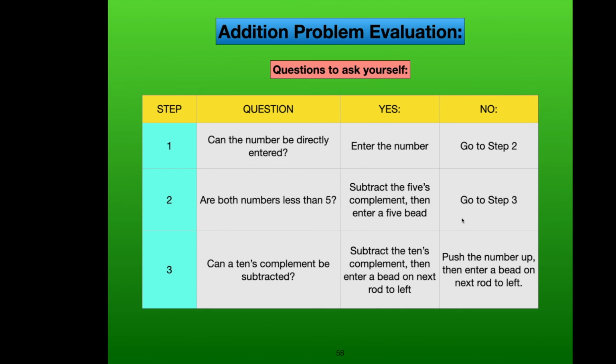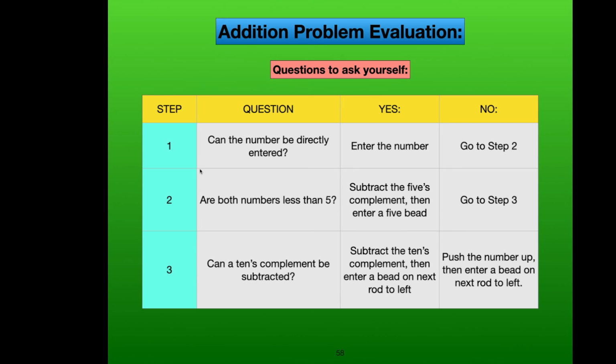But if no, if both numbers are not less than 5, then go to the third question, which is, can a 10's complement be subtracted? So can the 10's complement of the second number you're entering, can it be subtracted from the beads that are already entered onto the abacus? If yes, go ahead and subtract it, and then enter a bead on the next rod to the left, and then you finish the problem. But if no, if you cannot subtract the 10's complement immediately, then push the number up. Remember, we pushed the 7 up. Push that second number up and then enter the bead on the next rod to the left.